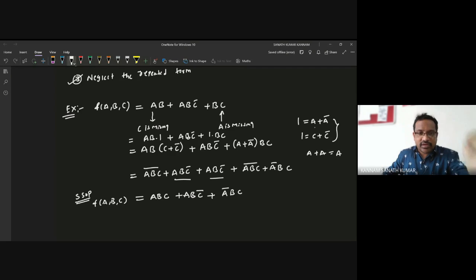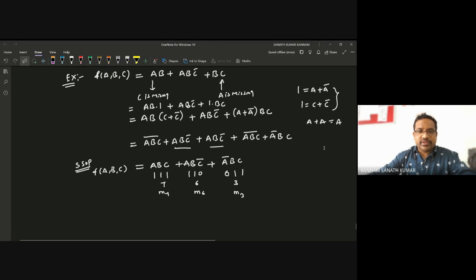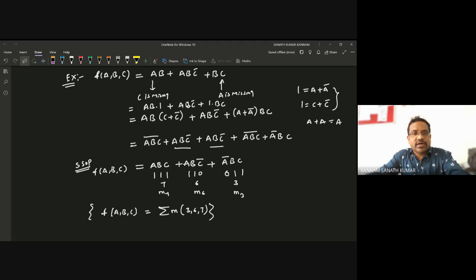That means this is 1 1 1, 1 1 0, 0 1 1. This is 7, this is 6 and this is 3. So you can write this as m7, m6 and m3. With the minterms, F of ABC equals summation of small m of 3, 6, 7. Like this you need to know. So this is nothing but converting SOP to standard sum of product terms.